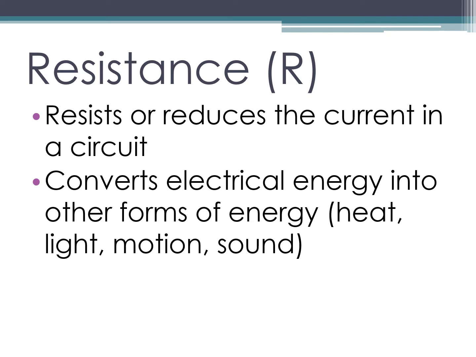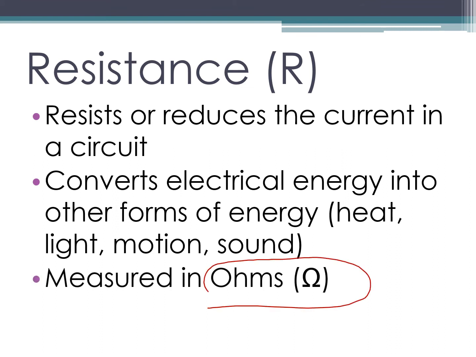Resistance comes from one of those safety features. It resists or reduces the current in a circuit. The more loads or devices that you have in a circuit in series, obviously the more resistance that's going to be present. Okay. So what it does is it converts electrical energy into other forms of energy, which slows down the current, or that flow of electrons. Okay, and resistance, you can use the letter R to represent it. It is measured in ohms. So ohms is the unit that we use to represent resistance.